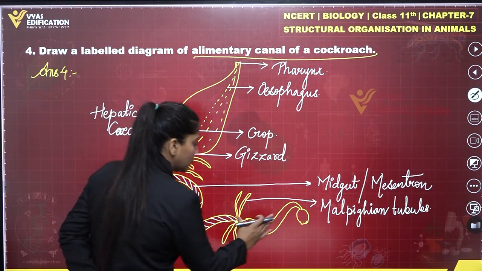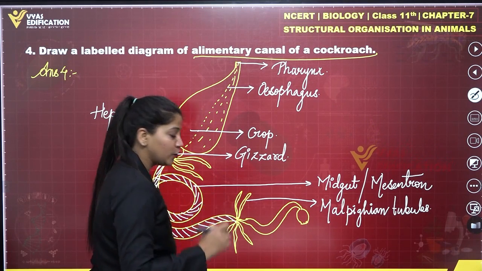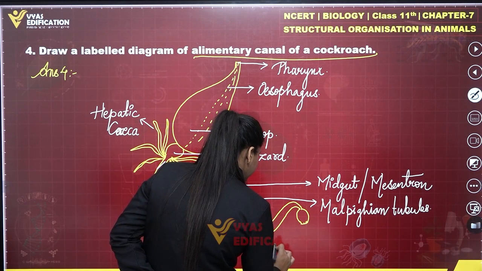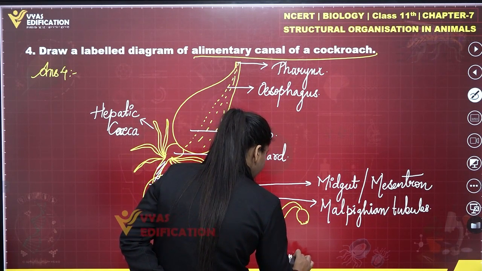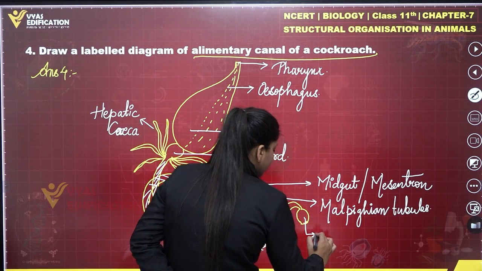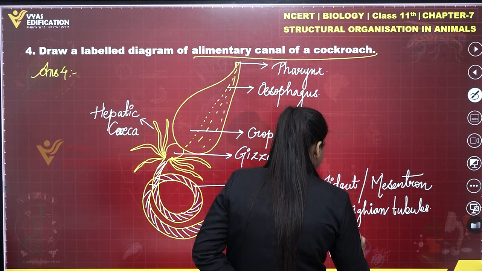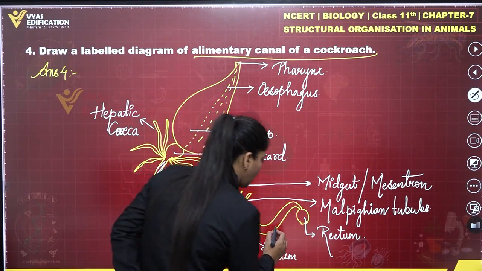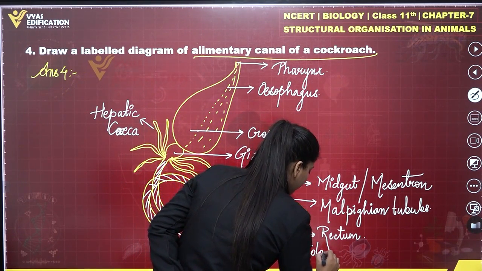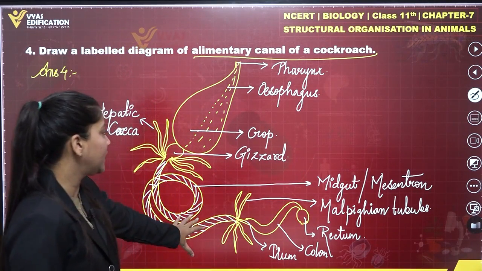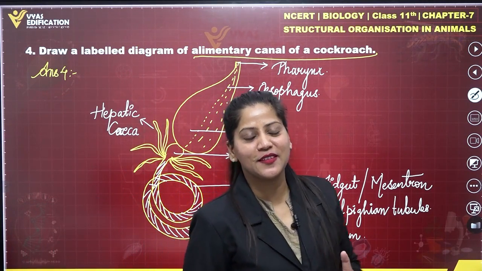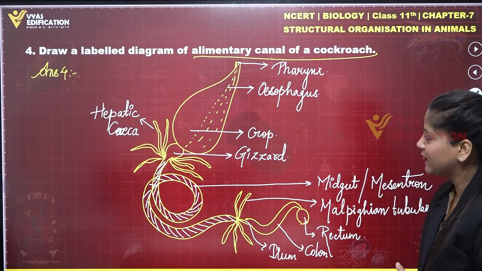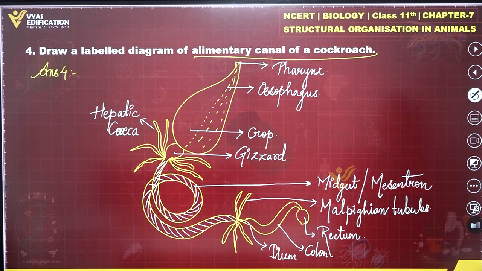Then here we come to the last part of the alimentary canal in the cockroach. So this is your ileum, and this is your rectum. This is your ileum, this is your rectum and this is your colon. Right? So now we have completed the diagrammatic representation of the alimentary canal in the cockroach along with the labeling of it. So this is your complete solution of question number 4.